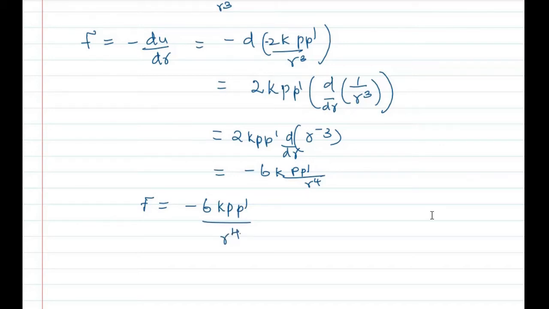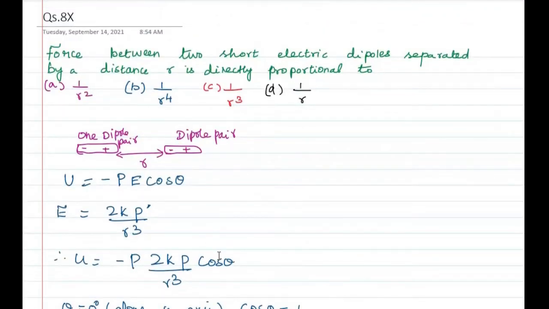So from this we conclude that force is inversely proportional to 1 by r4. The separation between two dipoles: the force between the two dipoles is inversely proportional to the fourth power of the separation, 1 by r4. So the option is B. Okay, so the answer is B.